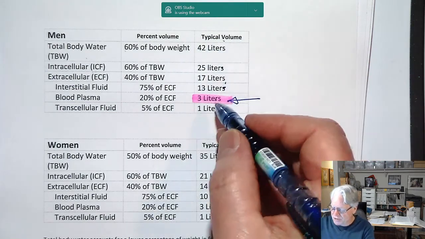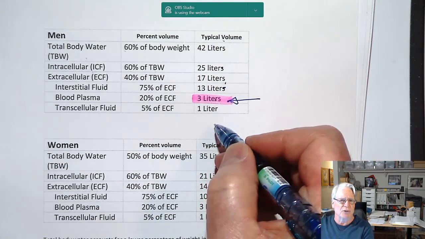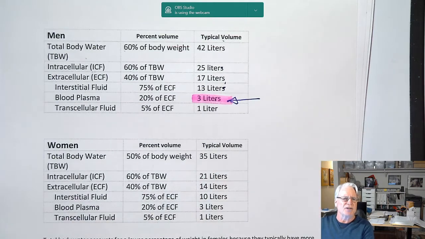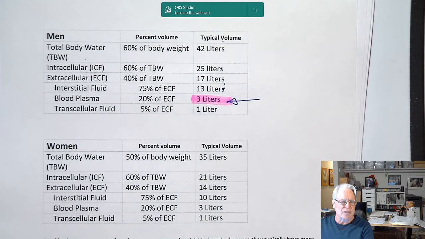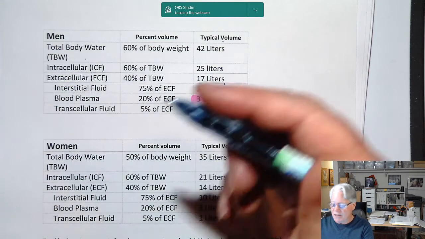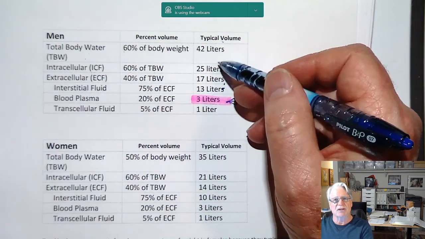Now, you'll notice there's 1 liter of transcellular fluid. What is that? Transcellular fluid is specialized fluid. It's found in the eyes, synovial joints, cerebrospinal fluid. So it's really not part of this equation, although it is an important component of your body. But in terms of managing, keeping cells happy, these are the compartments that we're focused on up here.